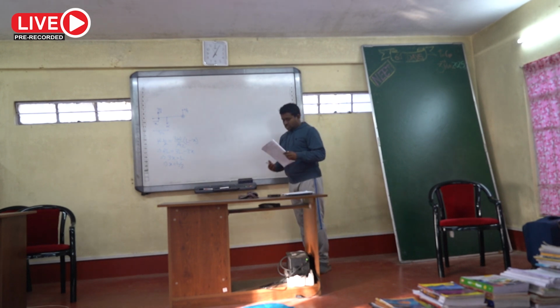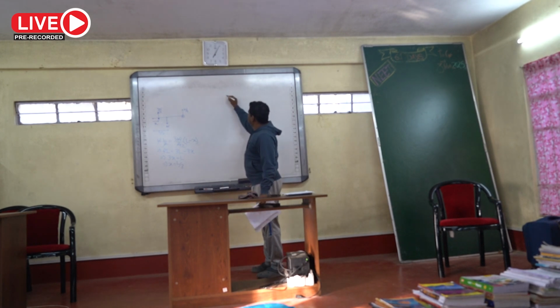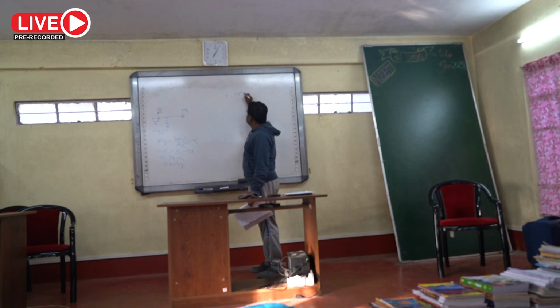Now, for the next question, we require a formula that is tau equal to pi r to the power 4 theta by 2L into theta.